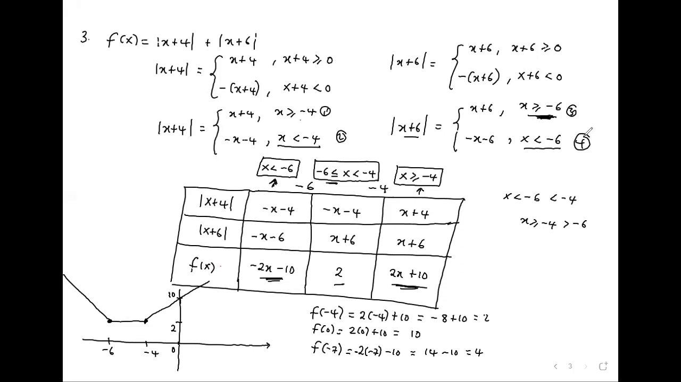This is greater or equal to negative 4. This one is less than negative 4, and this is greater than negative 6. So we have an interval, negative 6, negative 4. The other one is taking this side, and the other one is taking this side, so they are meeting here. They gave us one function for that intersection.